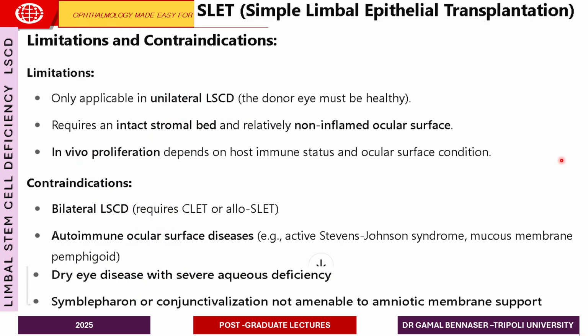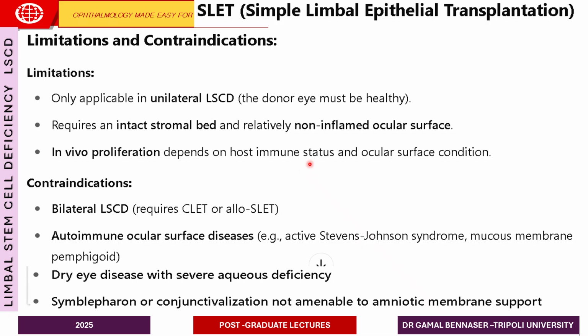Now, what's the limitation or the contraindication for this procedure? This procedure is only applicable in unilateral cases, that you must have a normal contralateral eye, so that you can harvest the limbal seeds from that eye and transplant it to the other eye. Another thing, you need an intact stromal bed and a relatively non-inflamed ocular surface. To allow for the expansion of these cells in a healthy way, you need to have a normal stromal bed as well as no inflammation, because this is in vivo proliferation or expansion of the cells. So you need to have a completely stable, inflammation-free surface of the eye.